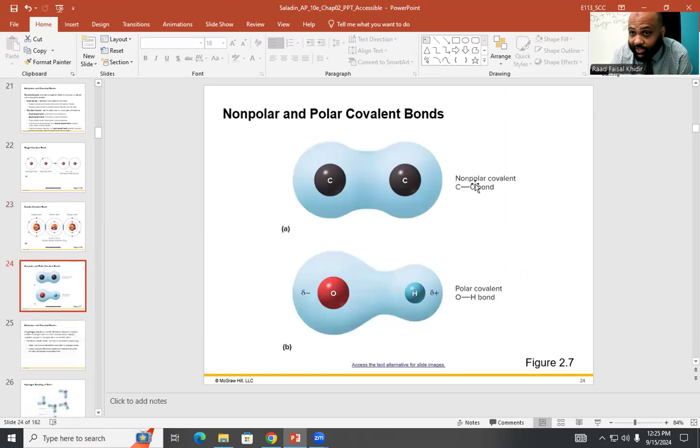Good question. Now that's an example of a nonpolar covalent bond, where the bubble is the same, 50-50. They're sharing it equally. One pair, each one gets an electron. But here, even though it's supposed to be 50-50, they are sharing, the electrons are spending more time around the red electronegative oxygen than the hydrogen.